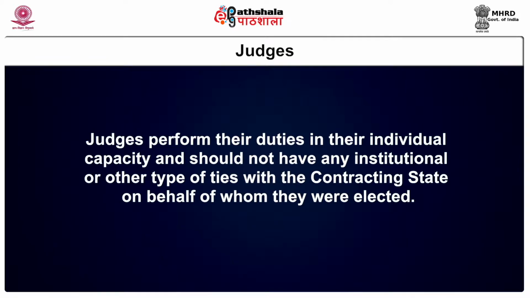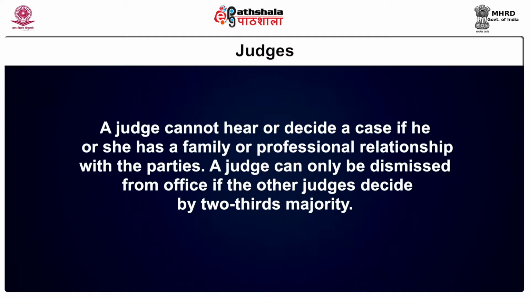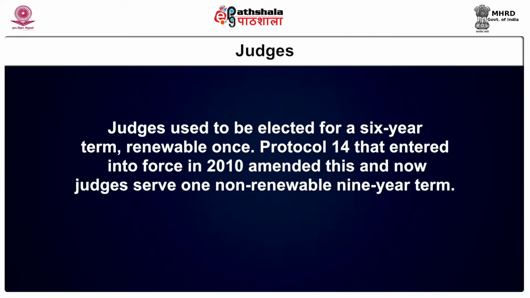It is to be kept in mind that the judges perform their duties in their individual capacity and should not have any institutional or other types of ties with the contracting state on behalf of which they were elected. A judge cannot hear or decide a case if he or she has a family or professional relationship with the parties. A judge can only be dismissed from office if the other judges so decide by a 2/3 majority. Judges used to be elected for a 6-year term, renewable once. Protocol 14, which entered into force in 2010, amended this, and now judges serve one non-renewable 9-year term.